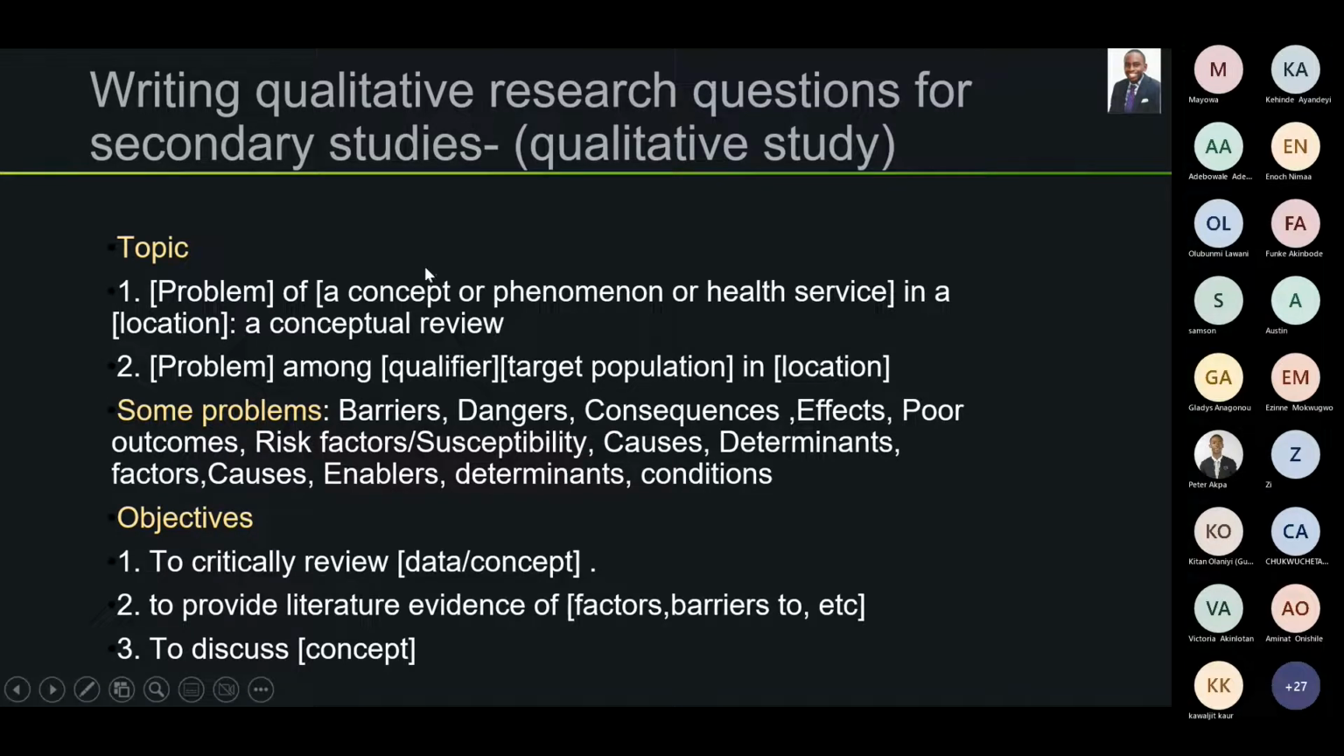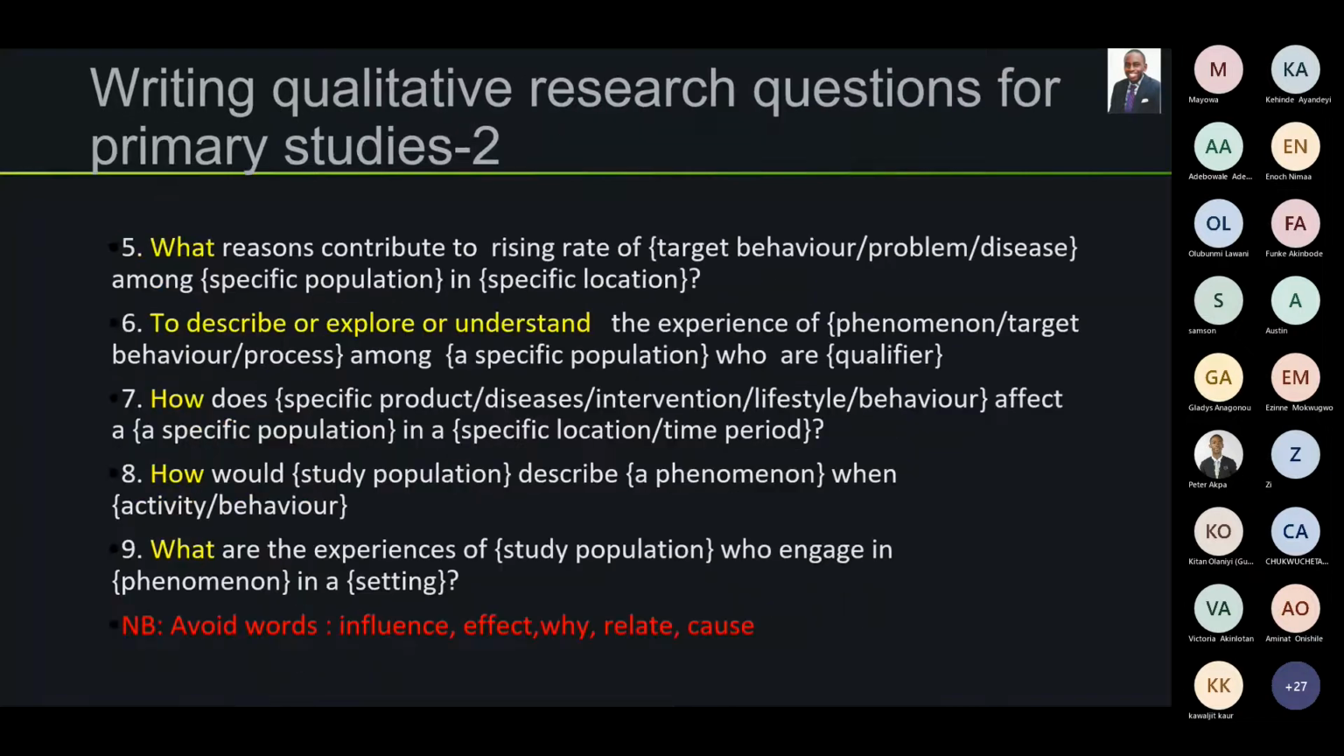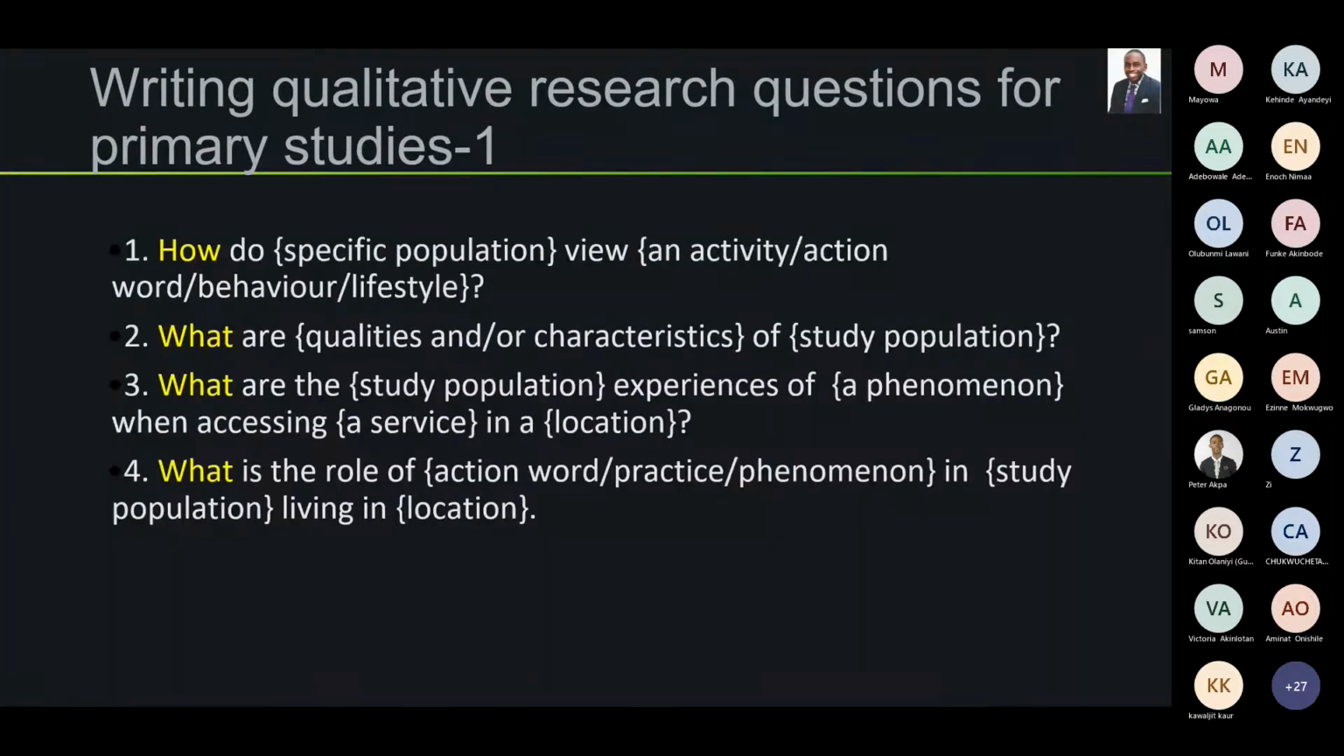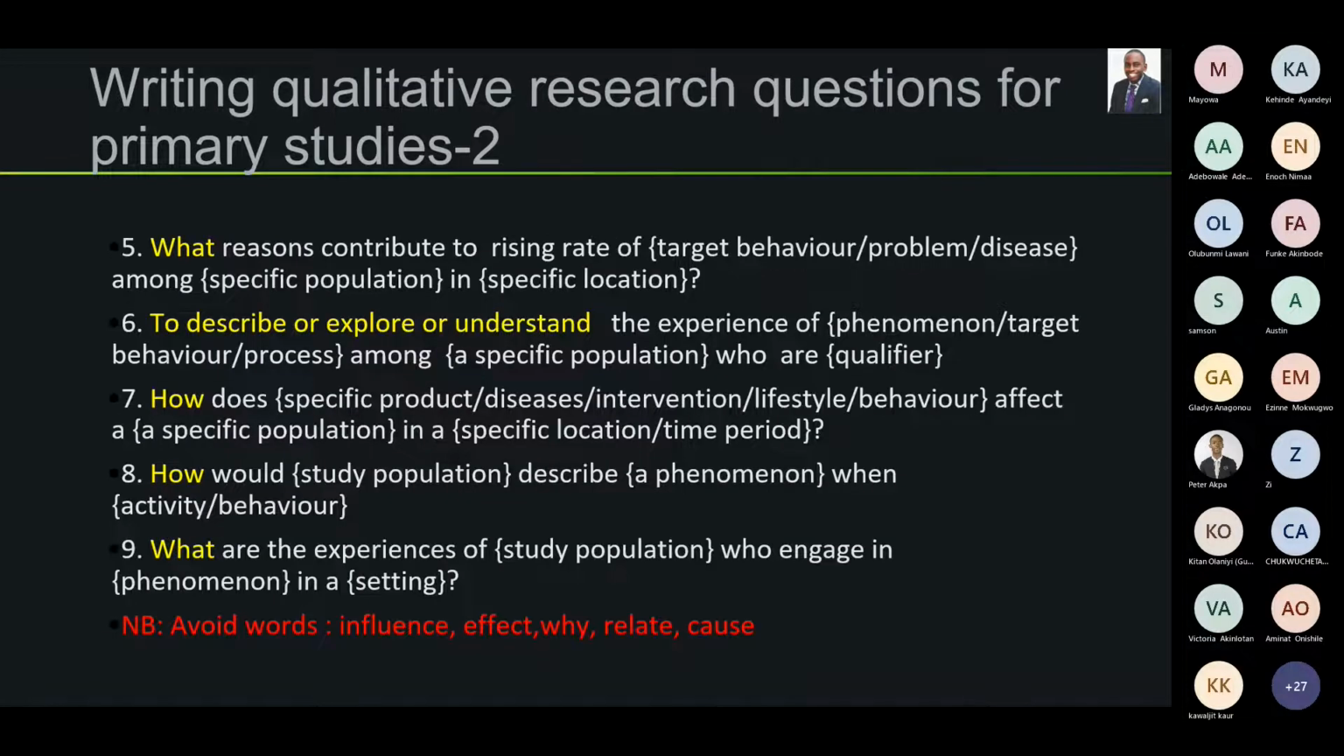Now, what is an objective like in a conceptual research? Because it is secondary, your objective is different from these ones here. You can see this one is a primary study. That means you are collecting data, you are doing an interviews. You can see, how does this one, what are the experiences. But you cannot answer that kind of question using a secondary research.